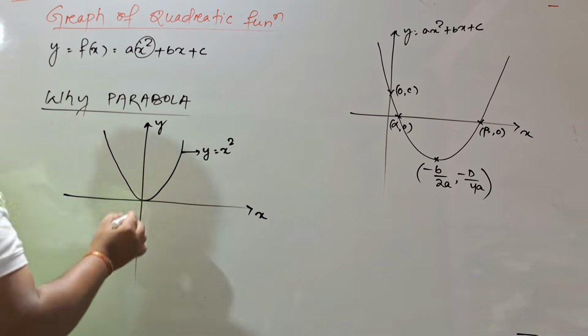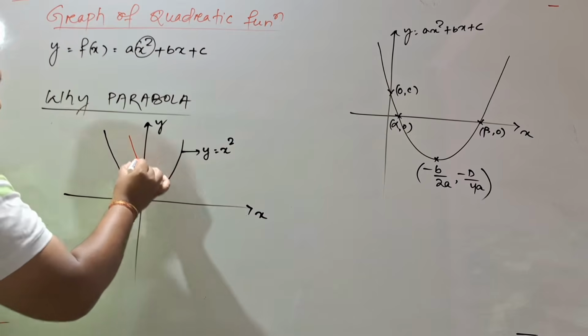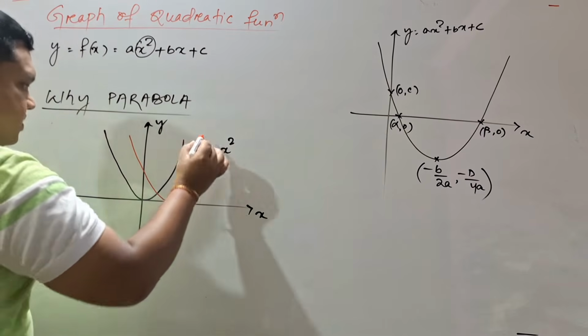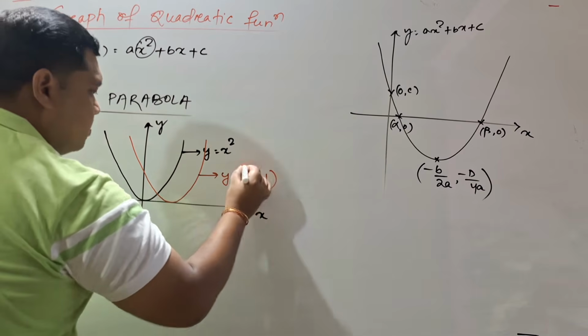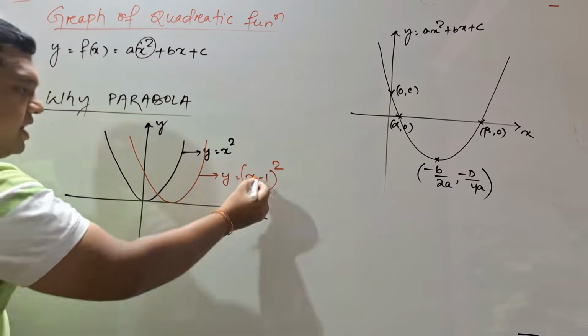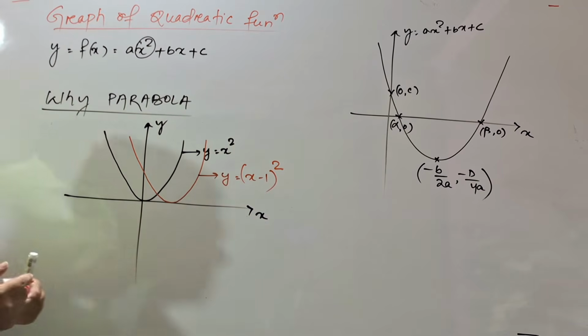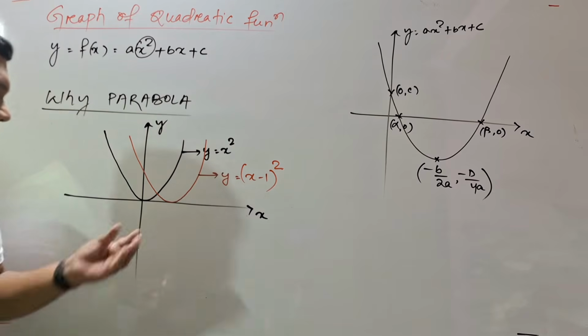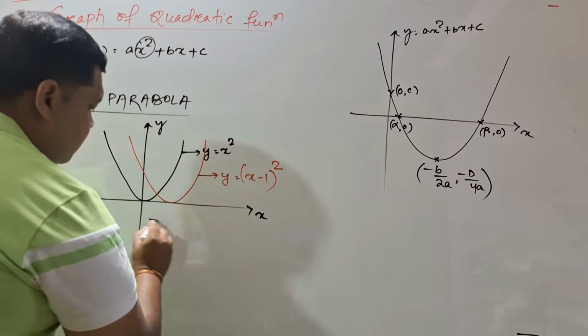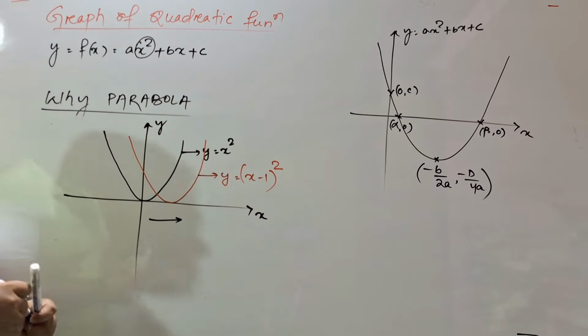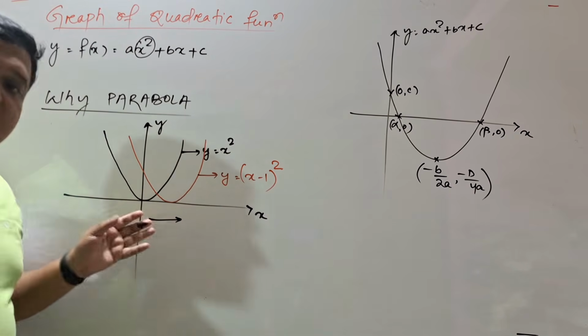When I draw y equal to x minus 1 whole square, look at the structure. Here this is y equal to x minus 1 whole square. X minus 1 means what? It is a delay or advance. Right? Here the graph is shifted towards the right. Why right?